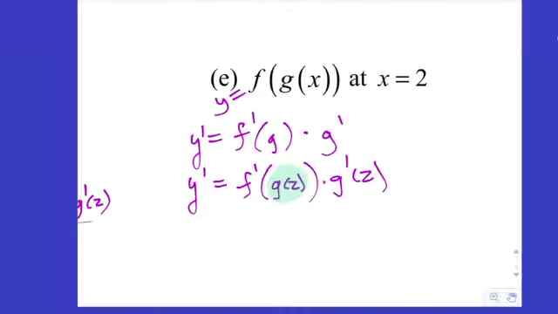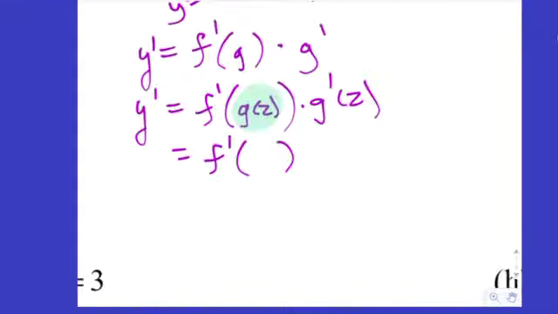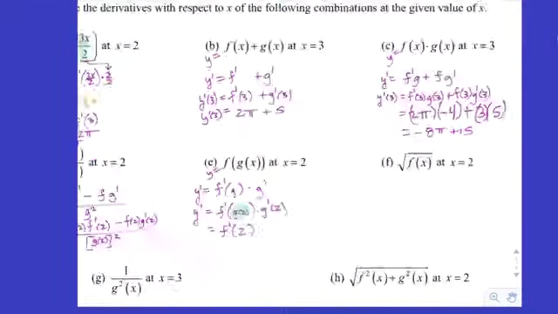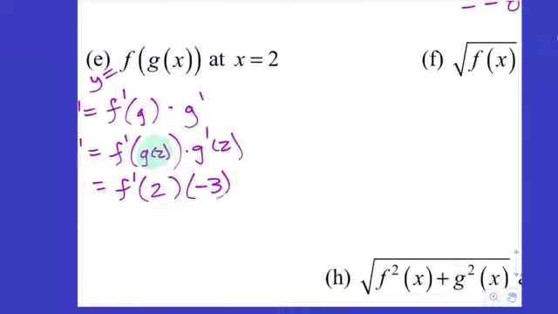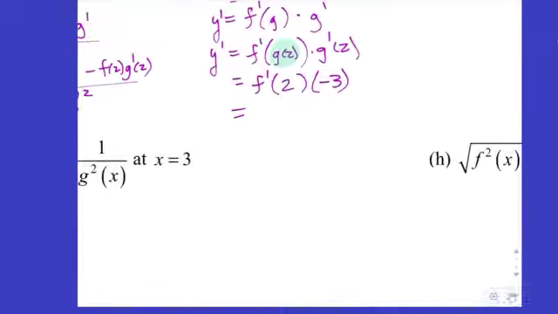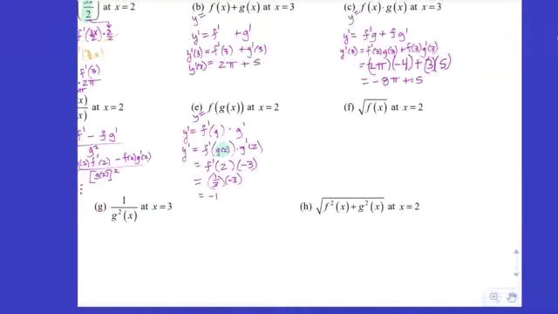We should probably do that one, shouldn't we? Yeah. All right, so F prime of G of 2. G of 2 is 2. Times G prime of 2. G prime of 2 is negative 3. So now F prime of 2 is a third. So this ends up being a third times negative 3. So the whole thing ends up being negative 1. All right, we're making good time here.